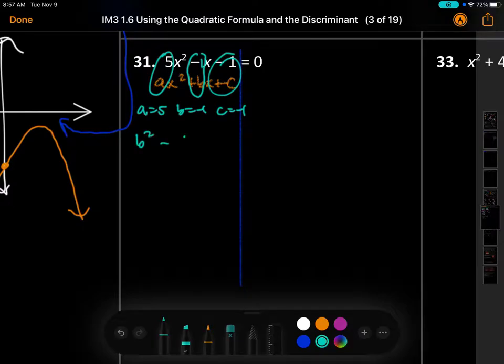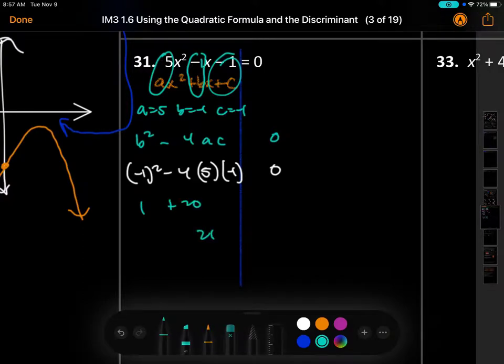I have b squared minus 4ac. And we're comparing that to 0. B is negative 1. A is 5 and C is negative 1. 1, negative 4 times 5 is negative 20. Negative 20 times negative 1 is positive 20. So you get 21.